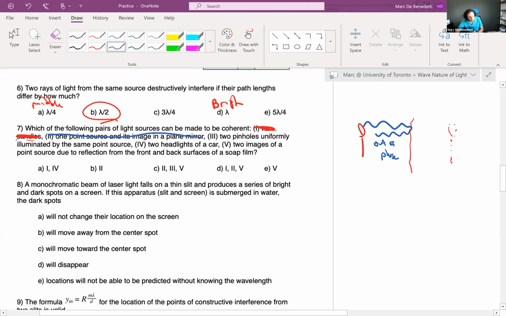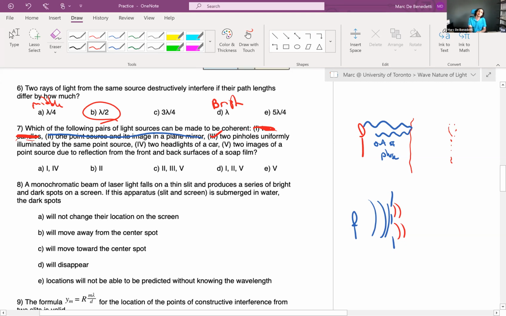2 pinholes that are uniformly illuminated by the same point source. Well, that's true. If it's the same light source, then if you have one candle and a pinhole, 2 pinholes, then it's the same light hitting both pinholes. So the light on the other side will be in phase because it's the same source of light. So yes, 3 will work.